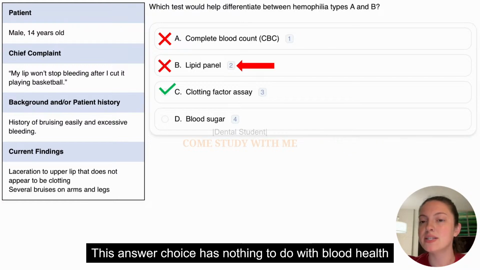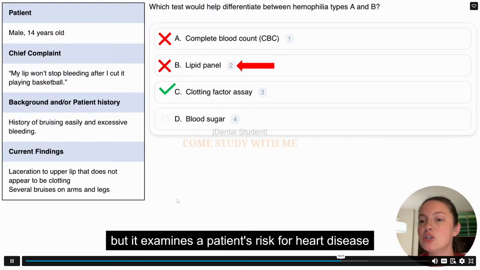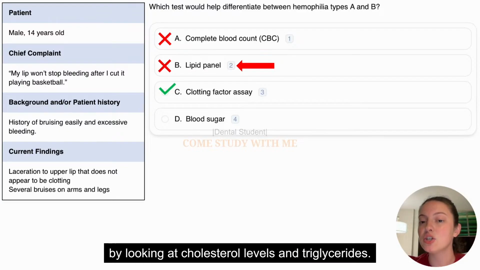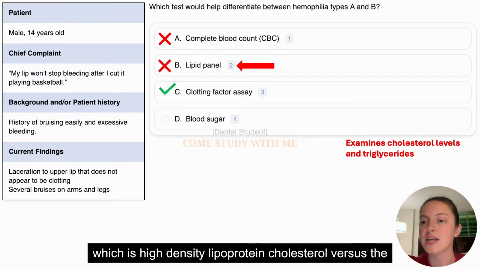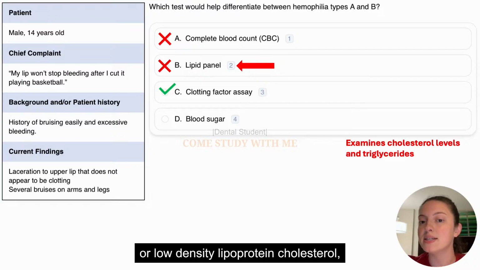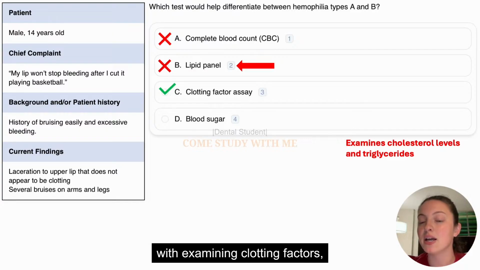Next, we have a lipid panel. This answer choice has nothing to do with blood health or clotting, so it's definitely incorrect. Now, a lipid panel is a blood test, but it examines a patient's risk for heart disease by looking at cholesterol levels and triglycerides. This test will determine the amount of good cholesterol, which is high-density lipoprotein cholesterol, versus the amount of bad cholesterol, or low-density lipoprotein cholesterol, and can help determine if the patient needs to make lifestyle changes or take medications for their heart health. Because this answer choice has nothing to do with examining clotting factors, this would also be incorrect.